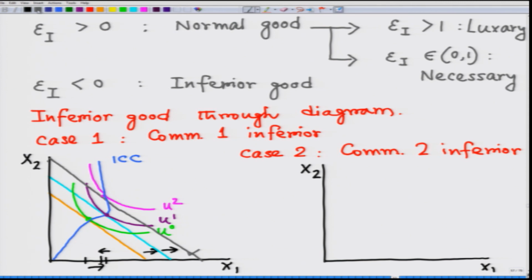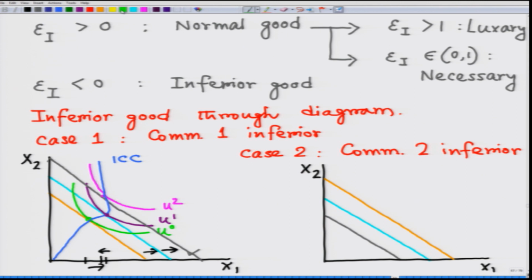So, we have rounds and rounds of income increase. We start with a low level of income here, then we increase the income, then we increase the income again to this point. So, if commodity 2 is inferior, then initially there will be a rise in consumption of commodity 2, but with extra income there will be a fall to be noticed in the consumption of commodity 2.